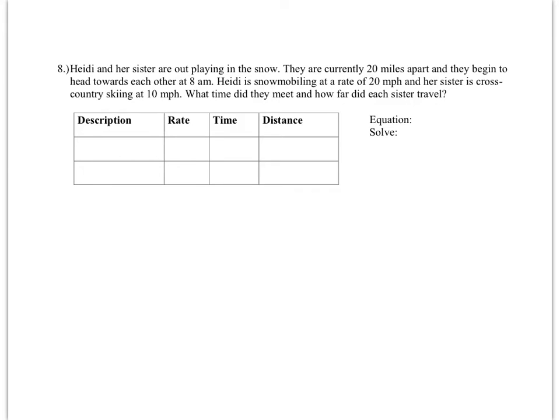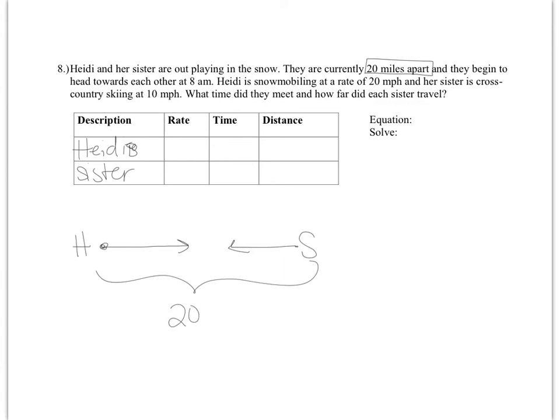So let's start with who we're talking about. We've got Heidi and her sister. All right, so they are currently 20 miles apart. This is going to be their total distance apart. So we're going to deal with that 20 miles apart later. And they begin to head towards each other. So let's just imagine this for a second. Let's suppose this is Heidi. This is her sister. And they are going towards each other. Their distance away from each other is 20 miles. So this is going to be another one where I'm adding two distances together to get 20.